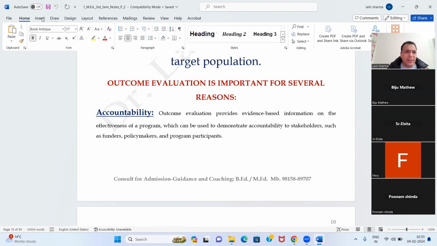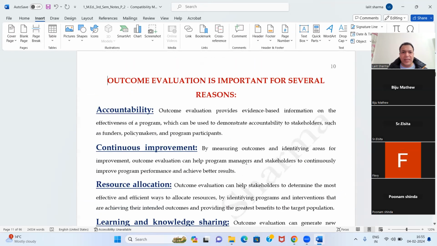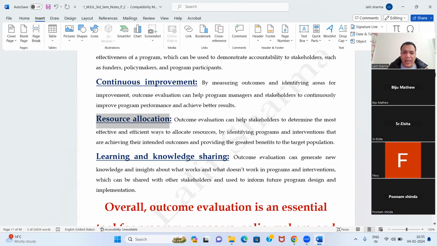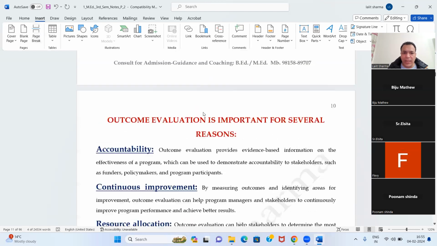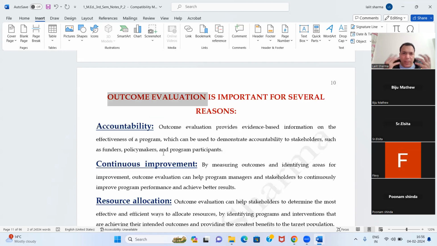Outcome evaluation is important for several reasons: accountability, continuous improvement, resource allocation, learning and knowledge sharing. So guys, remember this word, outcome evaluation. So what is the result? How do you evaluate the student result, the student performance, the program? Program means the course which you are running.